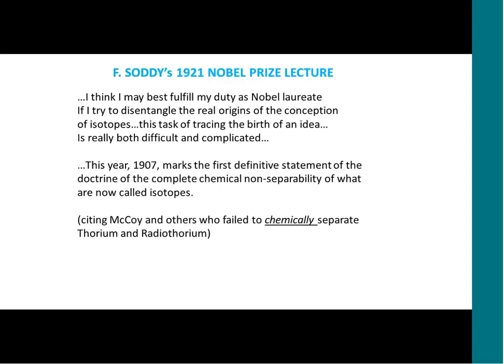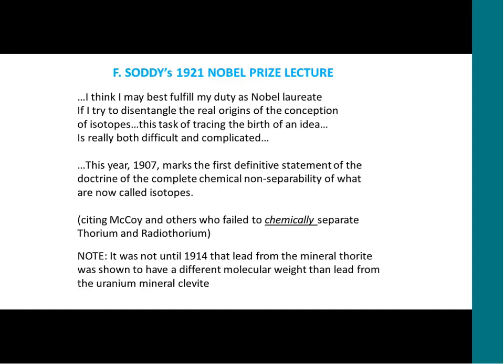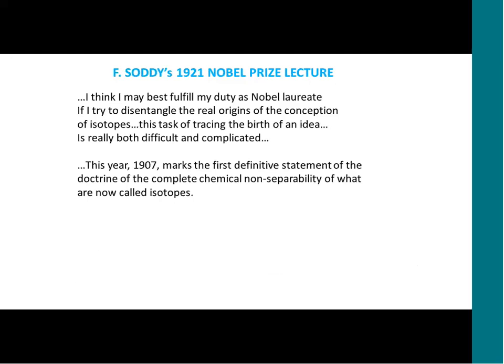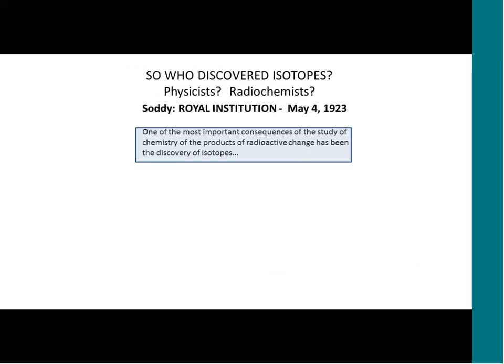Now, of course, their speculation was right, but it was really not until 1914 that they had a positive proof experiment, that being what I talked about regarding lead derived from thorite or derived from cleveite. And so you have a negative result, then you have a positive result between 1907 and 1914. You have J.J. Thomson's positive result in 1912. Who really discovered isotopes, radiochemists or physicists? And of course the answer is they all contributed. They all contributed to this.